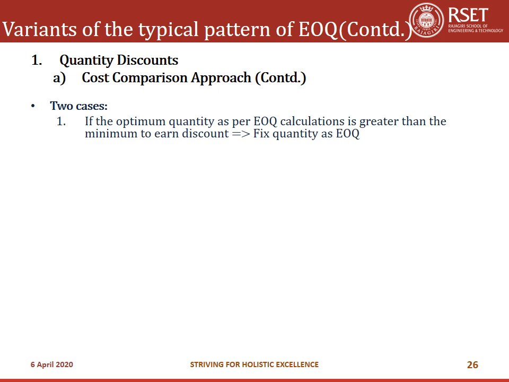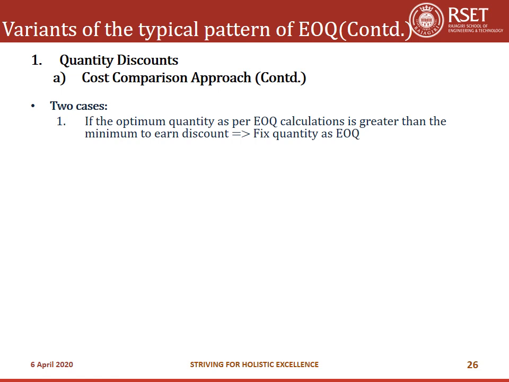So there are two cases in front of you. If the optimum quantity as per your calculations, you have all calculated it in your notebook, you have found out the economic order quantity using graphical method or mathematical method, you have differentiated, you have found out the economic order quantity. But if the optimum quantity as per your EOQ calculations is greater than the minimum to earn discount, then fix your quantity as EOQ, you have no problem.